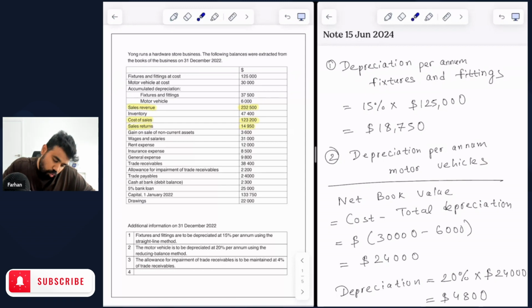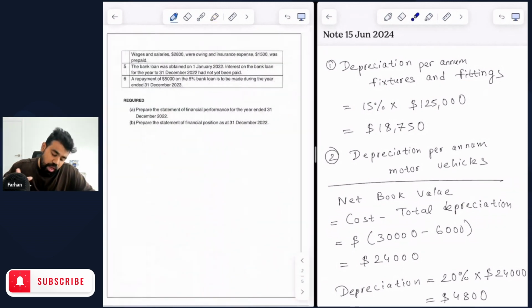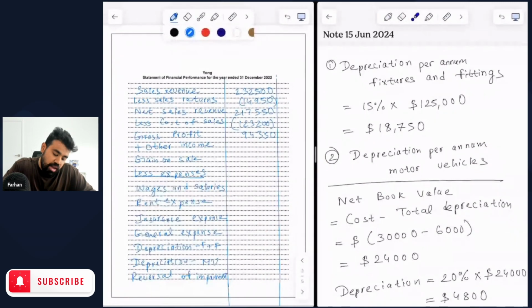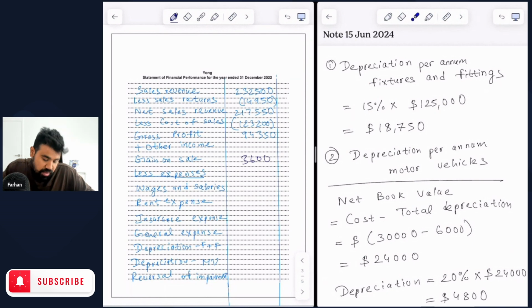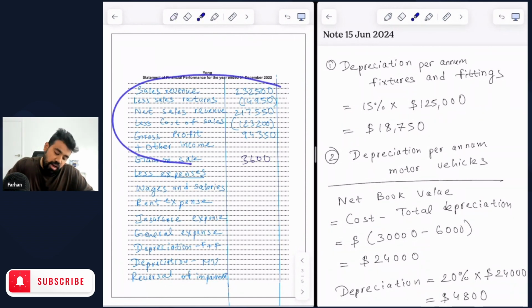So where do we look for this too? If you scan through everything, you can see we do not really have any discount received, but we do have gain on sale of non-current assets, and that is 3,600. So let me just quickly highlight this to reflect the fact that we have already utilized it. So let's go back to the outline that we already had prepared in advance. So other income, I'm going to include gain on sale of 3,600. That's it for the trading portion of the statement of financial performance.